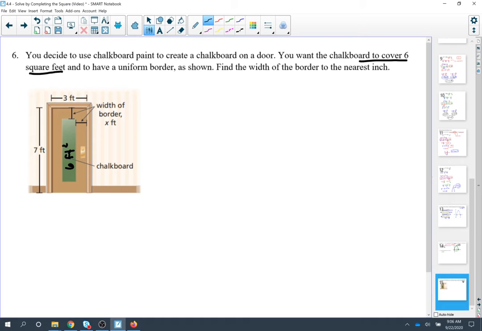So we need to figure out how wide this brown door part has to be in order for our chalkboard to have an area of 6 feet squared. And we know that it's going to be on a door that's 7 by 3. So the first thing I'm going to look at is this. I know the area of this is length times width, and that area has to be 6 square feet. So the question then becomes, what is this length and what is this width?